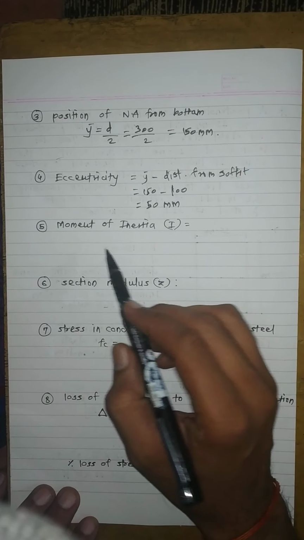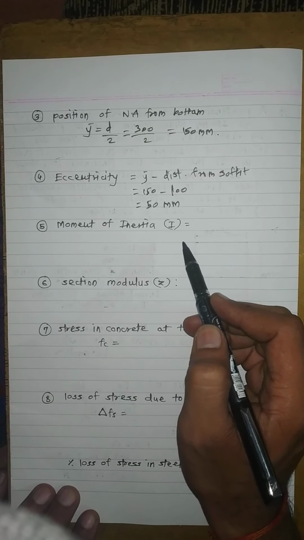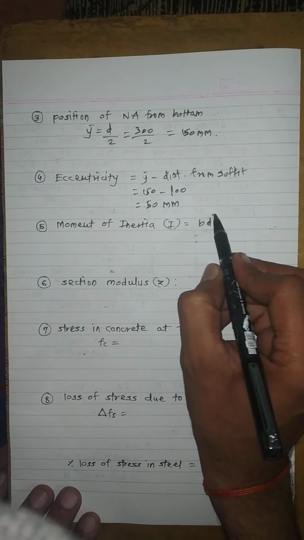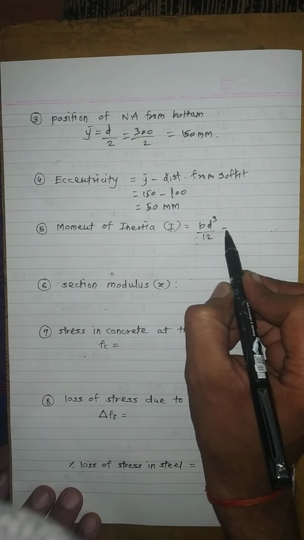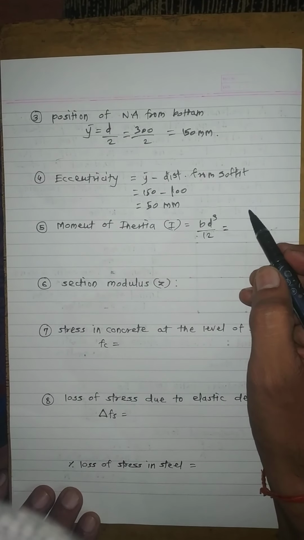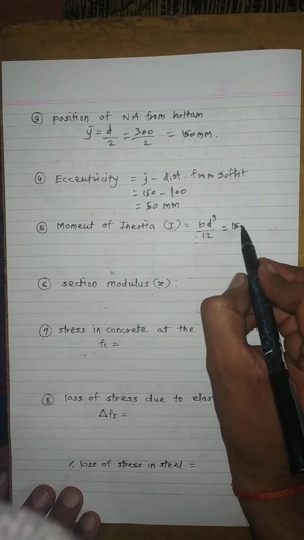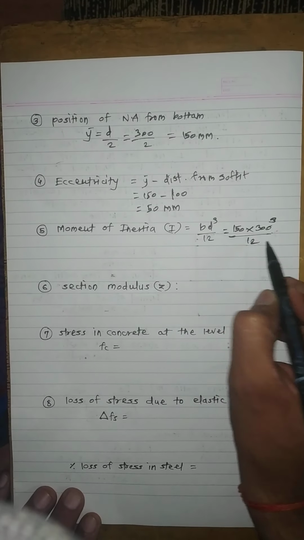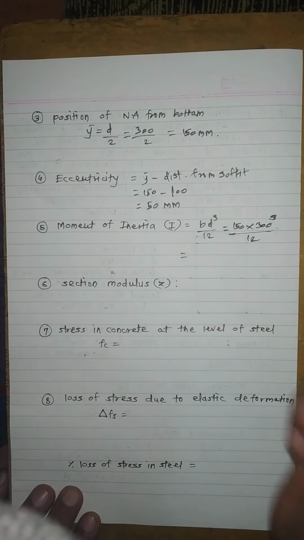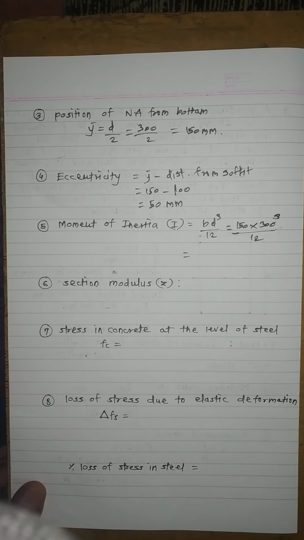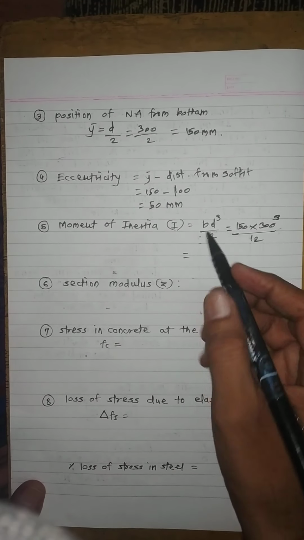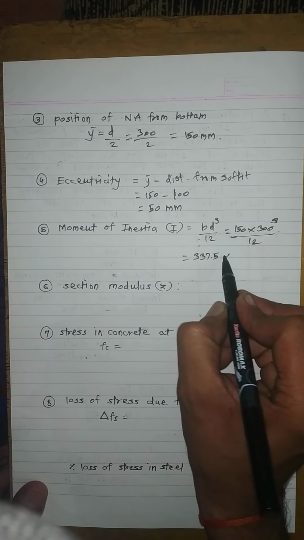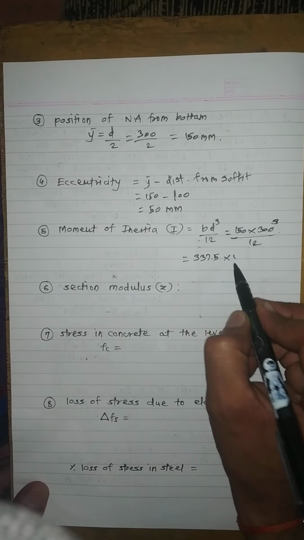Then step number 5, to find the moment of inertia. For a rectangular section, I equal to BD cube divided by 12. Here B is given in the problem, which is 150. Depth of section is 300, so 300 cube divided by 12. After calculation, the value of I equals 337.5 into 10 to the power 6 mm raised to 4.